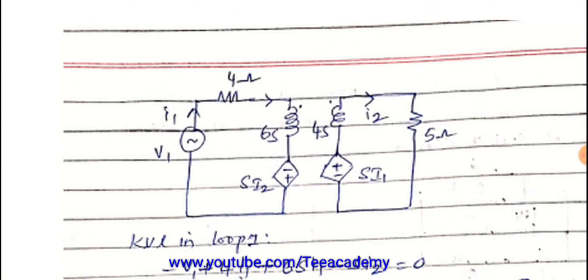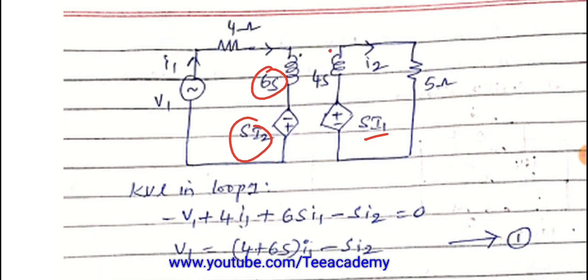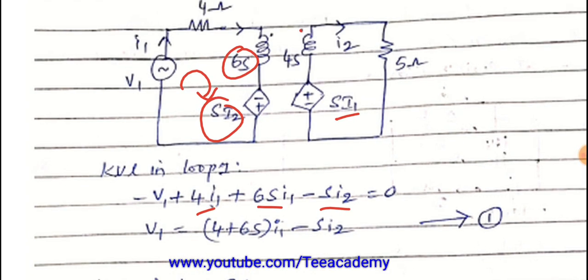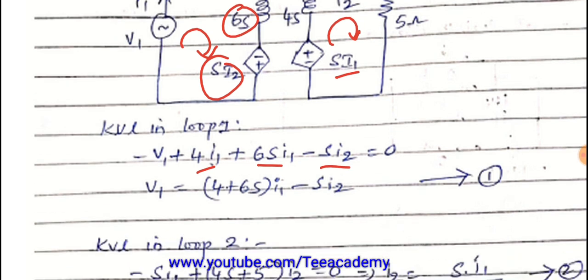Here V1, I1 is a 4 ohm resistor, and here we have 6S and S into I2 with a minus polarity, and here we have S into I1, and the dot polarity, I2 will be there. Simply applying KVL in loop 1: minus V1 plus 4 into I1 plus 6S I1 minus S into I2 equals 0. Similarly we apply loop analysis in the second loop: minus S into I1 plus 4 into S plus 5 ohms, times I2, is equal to 0.